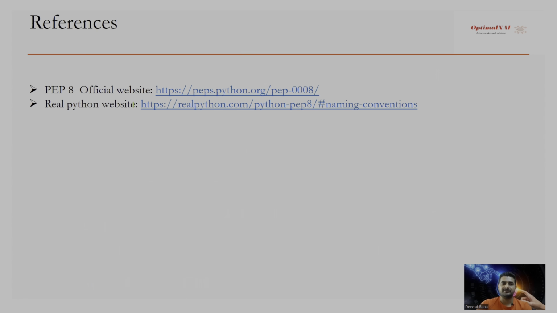So here are a few references. In case you have any doubt, any issue, you can refer directly to the official website of PEP8. I have provided a link to PEP8, and you can also refer to one of the blogs on the Real Python website. This is a very good blog regarding naming conventions. You can refer to this one also. So let me go back to our collaborator notepad.